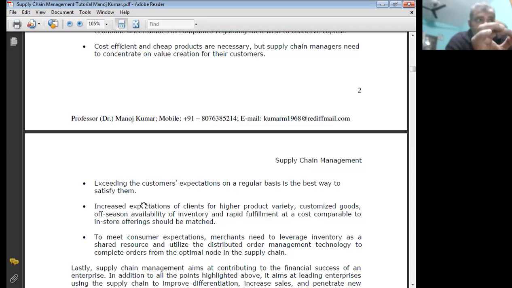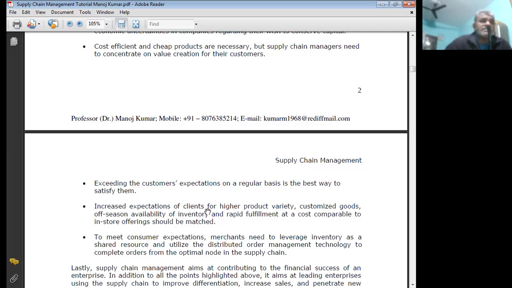Customer expectation, the customer is the king. Satisfaction of the customers is necessary. Customer expectation is necessary. Hence, exceeding customer expectation on a regular basis is the best way to satisfy the customers.